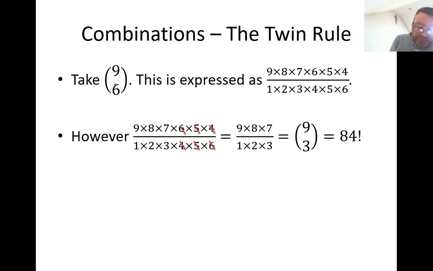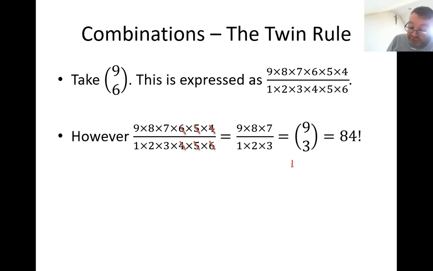If the number of objects that you're choosing is greater than half of the original group that you're choosing from, well then we can subtract the bottom number from the top number and we can simplify this combination. So 9C6, 6 is greater than half of 9, therefore 6 from 9 is 3, and that gives me 9C3.